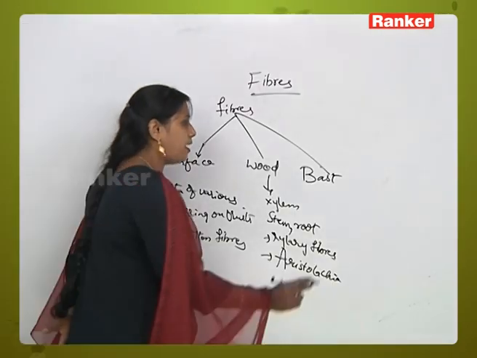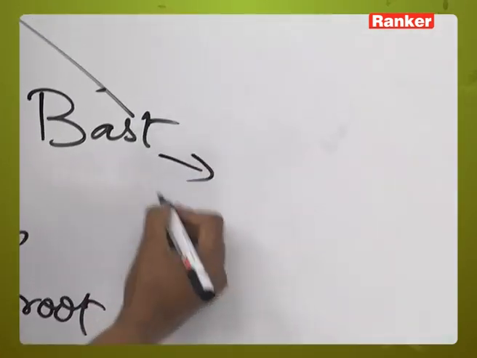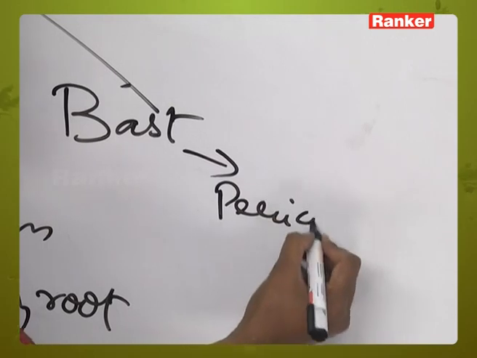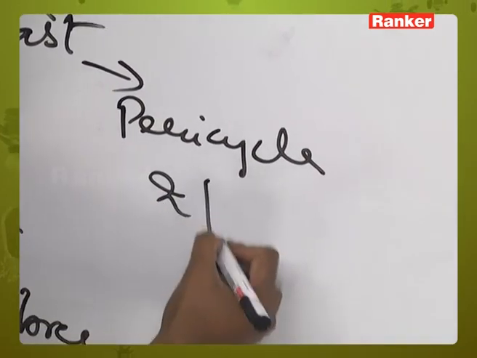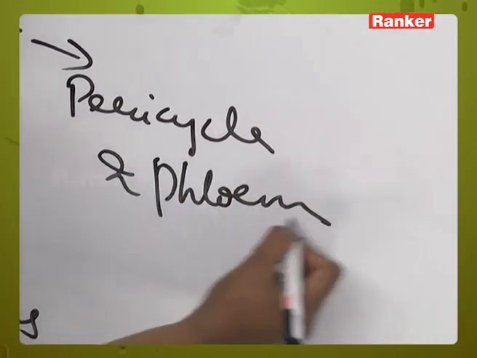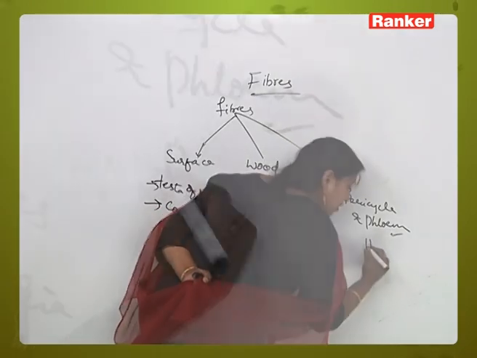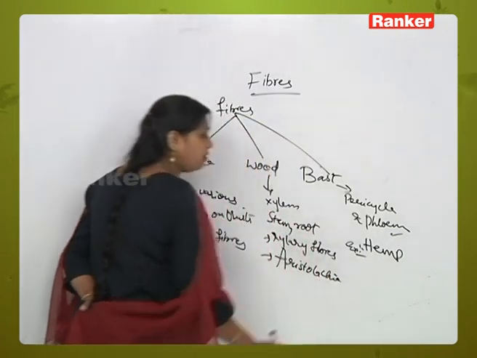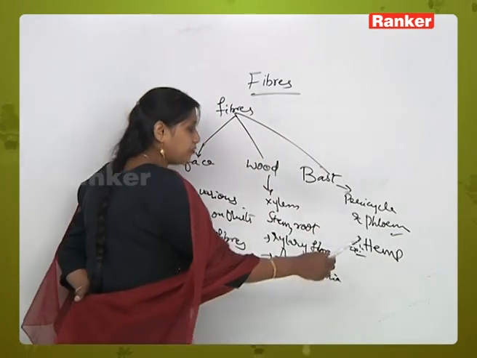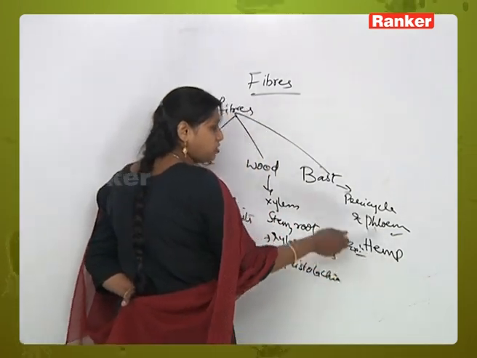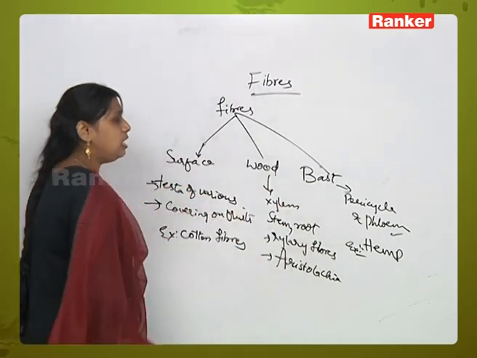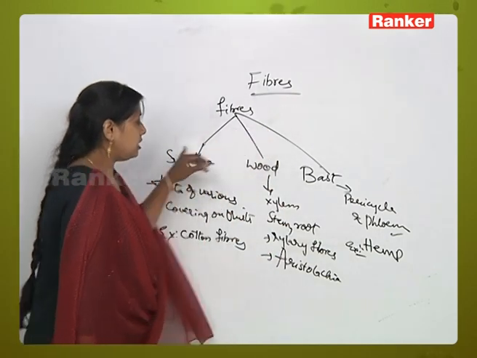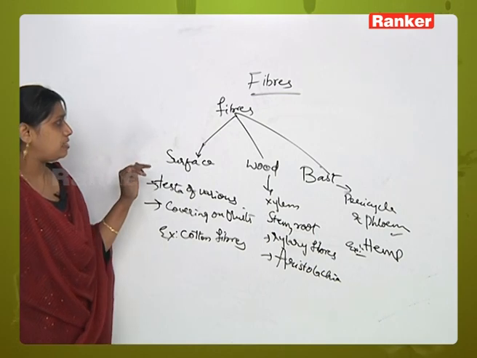Okay, next one is bast fibers. These are the fibers which can be obtained from pericycle and phloem of various plants. So, example for this is hemp, Cannabis sativa. So, what will happen in hemp? The pericyclar region will produce this type of fibers. Those are called as bast fibers, and these are the types of fibers which are being classified.